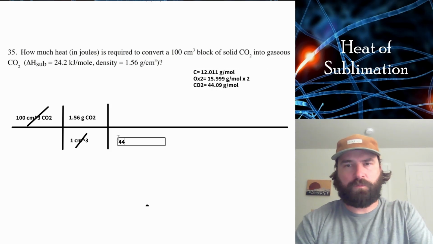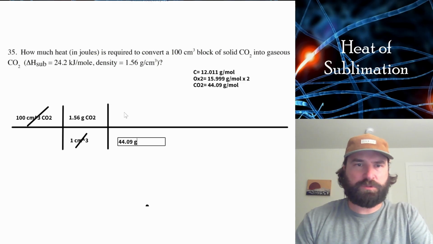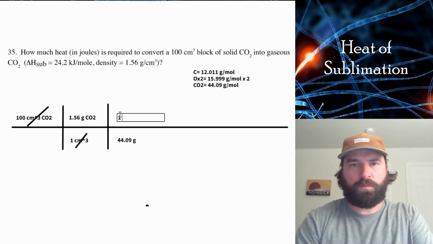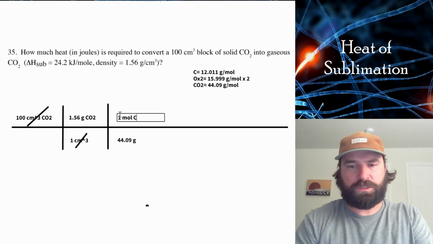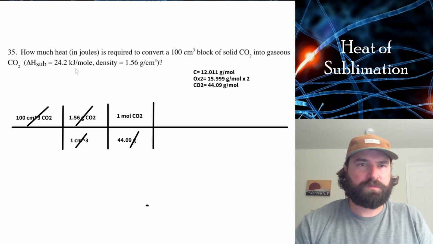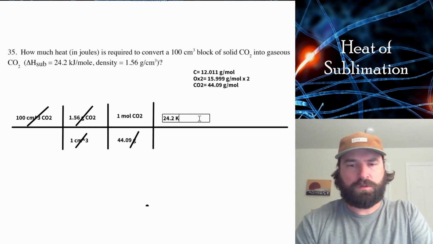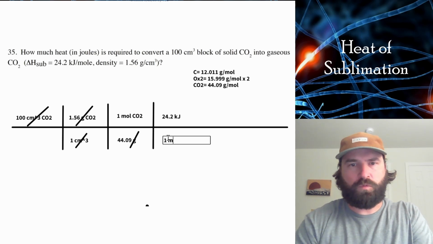We got 44.09 grams, which we wanted to cancel with the grams up here, per 1 mole CO2. We cancel these units. So now we're into moles of CO2. And finally, we can just use our heat of sublimation, which is kilojoules per mole, to get into kilojoules. So that's 24.2 kilojoules per every 1 mole.